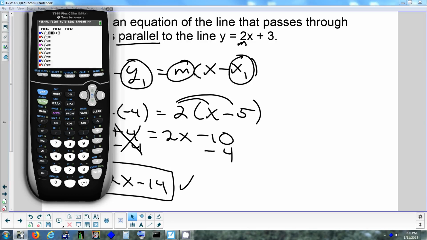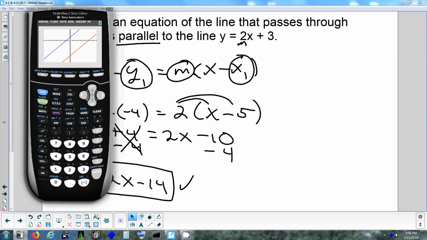Let me graph our second line. Y equals 2x minus 14. What I'm going to do is zoom out a little bit because it's going to go off the screen if I don't. So let's go like this. There's our first one. Now here's the second one.